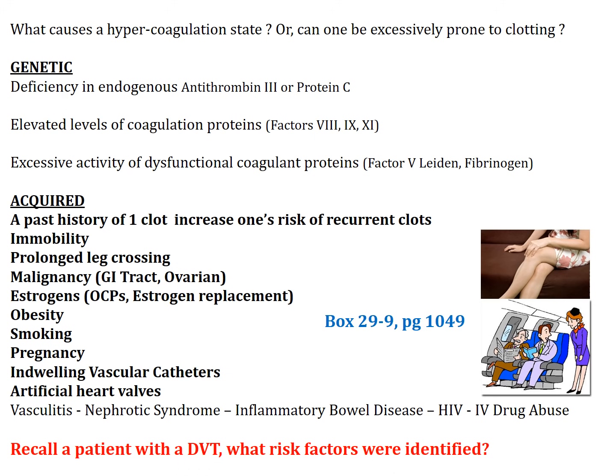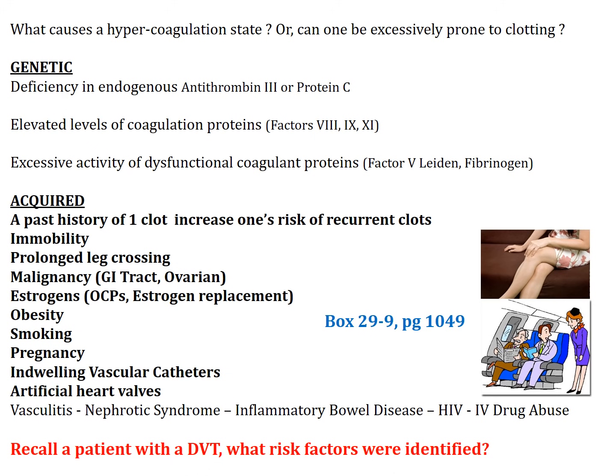All right, hypercoagulation. What do I mean by hypercoagulation? It means that you have an increased risk for clotting. So there's genetic disorders that put you in increased risk for clotting. If you are genetically deficient in an anticoagulation factor, such as antithrombin 3 or protein C, you have an increased risk of clotting. If you have elevated levels of coagulation factors, you're going to have an increased risk of clotting.